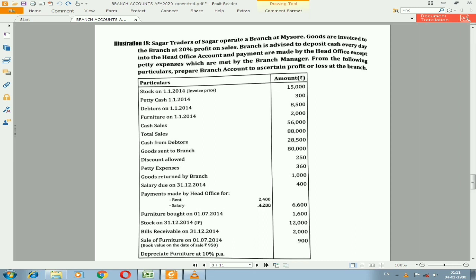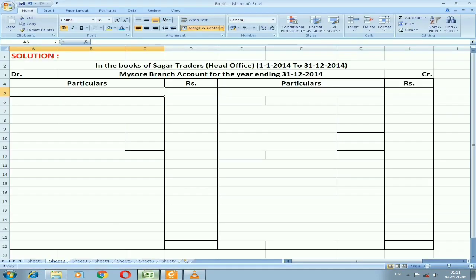Let us start with the branch account preparation. Branch head office heading is Sagar Traders, head office name, and a branch which is located in Mysore. And also we have a financial year starting from 1/1/2014 to end on 31/12/2014. As you can see here, in the books of Sagar Traders, head office, Mysuru branch account for the year ending 31/12/2014. So first, always we are going to start from the debit side by recording opening assets.